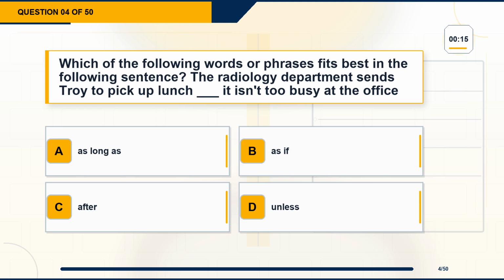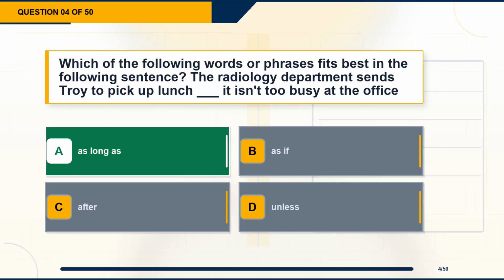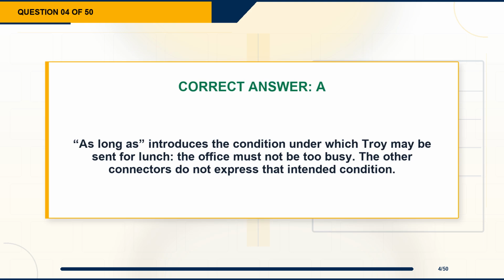Question 4. Which of the following words or phrases fits best in the following sentence? The radiology department sends Troy to pick up lunch blank it isn't too busy at the office. Option A, as long as. Option B, as if. Option C, after. Option D, unless. The correct answer is option A, as long as. Explanation. As long as introduces the condition under which Troy may be sent for lunch: the office must not be too busy. The other connectors do not express that intended condition.